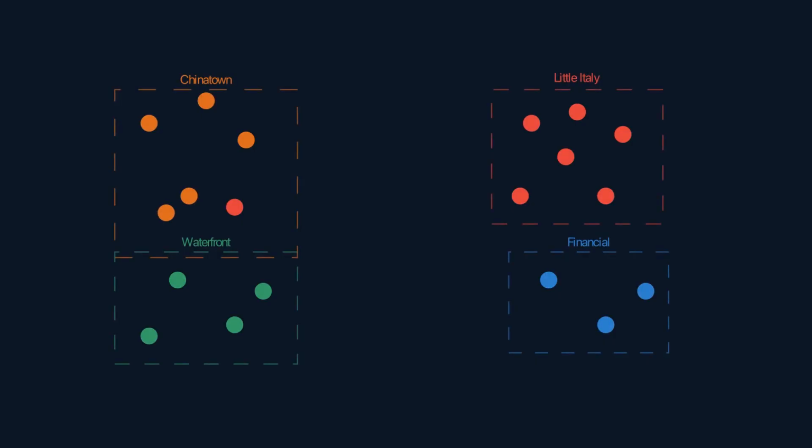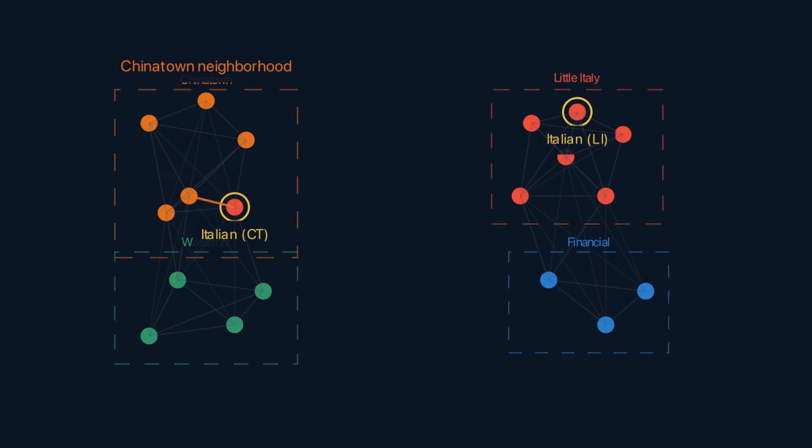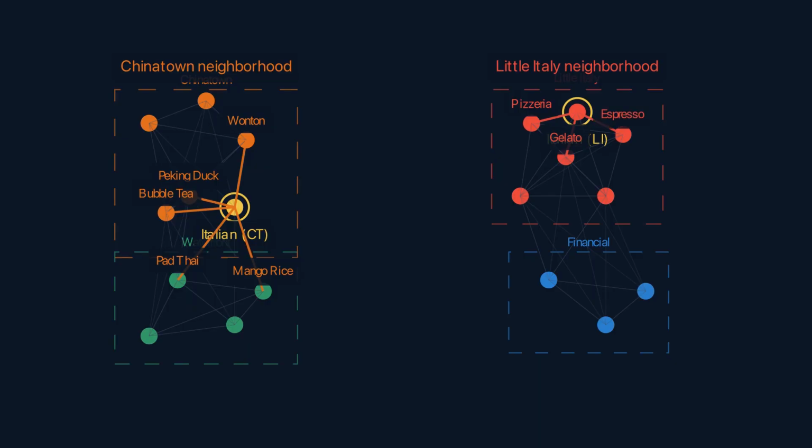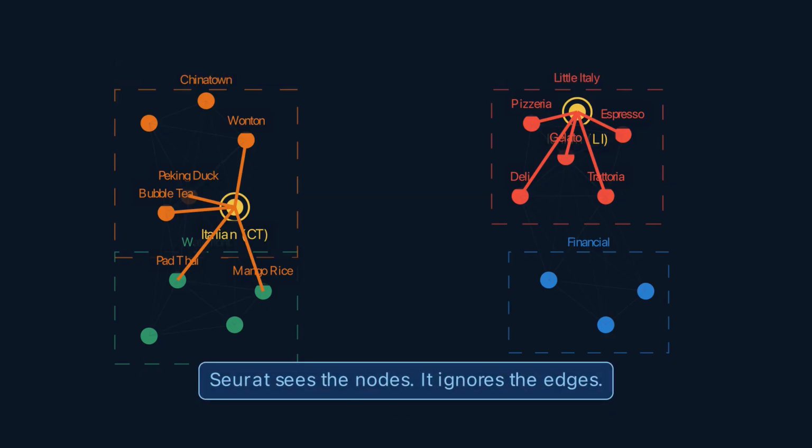Now draw the spatial neighbor graph. Connect each restaurant to its 5 geographically closest neighbors. The Chinatown Italian's edges reach out to a dim sum parlor, a Peking duck house, a wonton noodle shop, a bubble tea stand, and a roast pork takeout. The Little Italy Italian's edges connect to a pizzeria, a trattoria, a gelato shop, an espresso bar, and an Italian deli. Both Italian restaurants are coloured red, same Seurat cluster. But look at the edges. Completely different neighbourhoods. Seurat sees the nodes and ignores the edges.